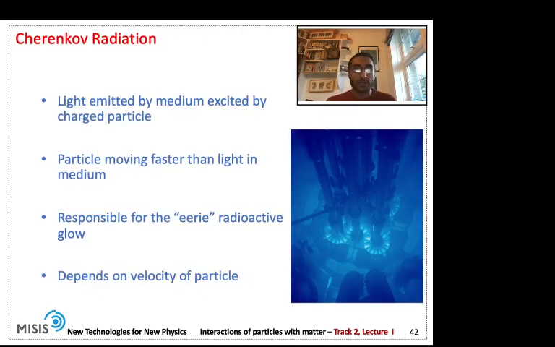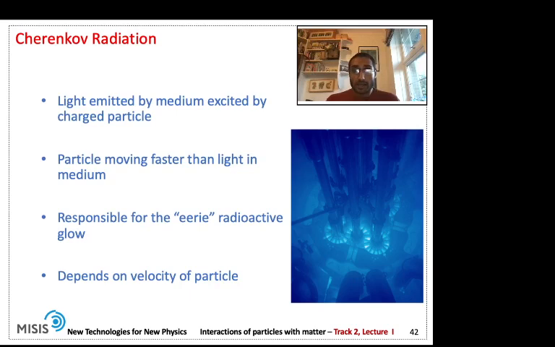Okay, so that brings us to our next topic, which is Cherenkov radiation. This is the light that's emitted by a medium that's excited by a charged particle going through it. And in fact, the particle needs to be moving faster than light can move within a given medium. And Cherenkov radiation is actually what's responsible for the eerie radioactive glow that you may have seen associated with, for example, nuclear reactors. So this shows you the kind of light one can see from a nuclear reactor. This is the Cherenkov effect, giving light out in the water that's used to cool the reactor core.